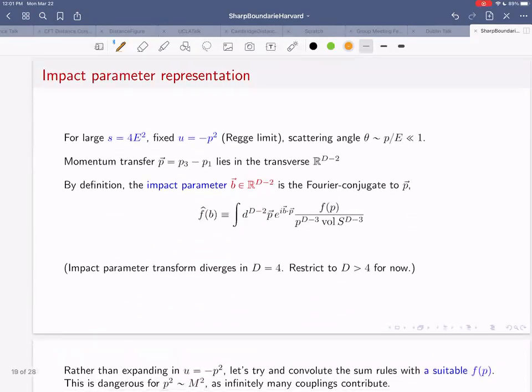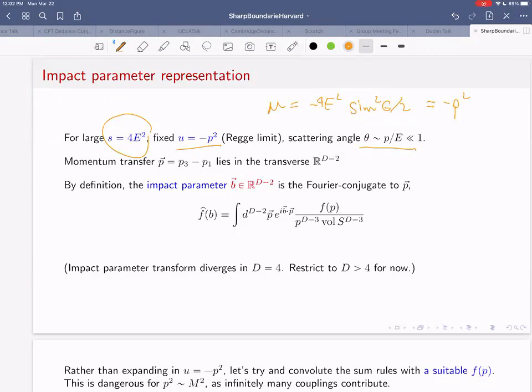Okay, so what is impact parameter? So let's do a little bit of trivial kinematics. We are interested in the Regge limit. So it's the limit of fixed momentum transfer and large energy. And then, as I'm sure you're familiar with, u can also be written as minus E squared minus 4 E squared sine squared theta over 2. And so in the limit in which u is fixed and E is large, the angle is small. And this we're also going to write as minus p squared, where p is the momentum transfer.